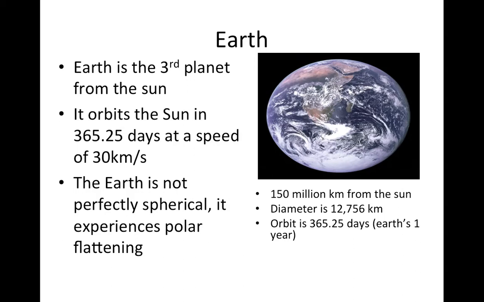Now, Earth is spherical, but not a perfect sphere, so it experiences what we call polar flattening. Polar flattening basically means the diameter at the equator is not the same as the diameter at the poles. Towards the poles there's a flattening, and the diameter reduces by 0.3%. Most of the planets, like Earth, experience polar flattening to varying degrees.